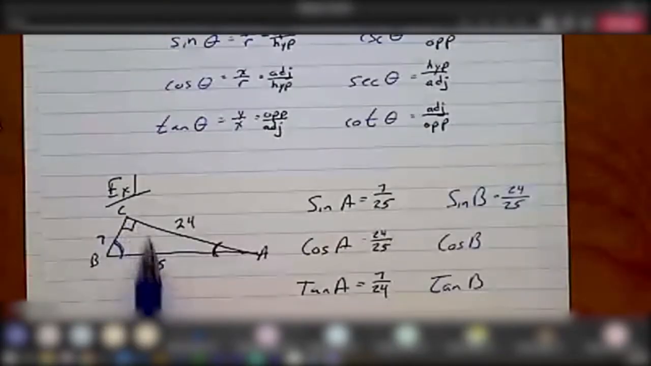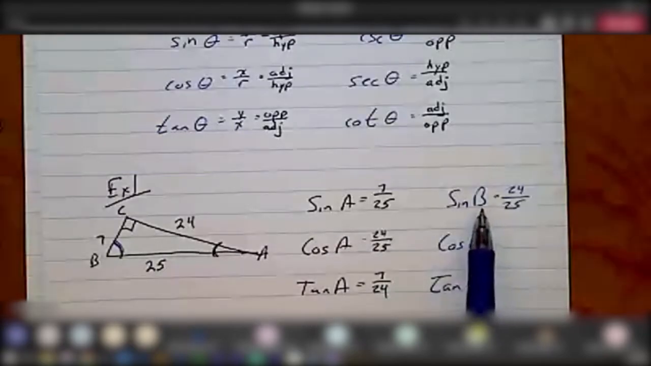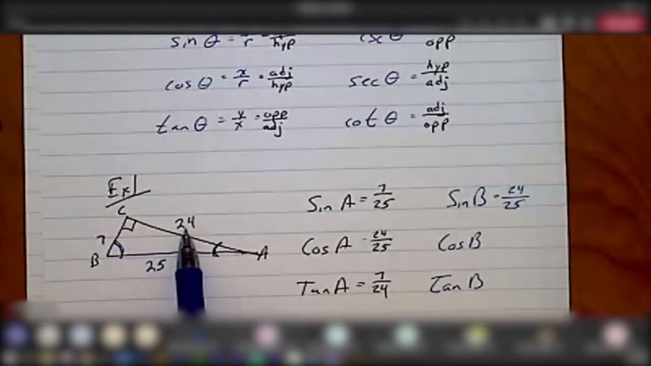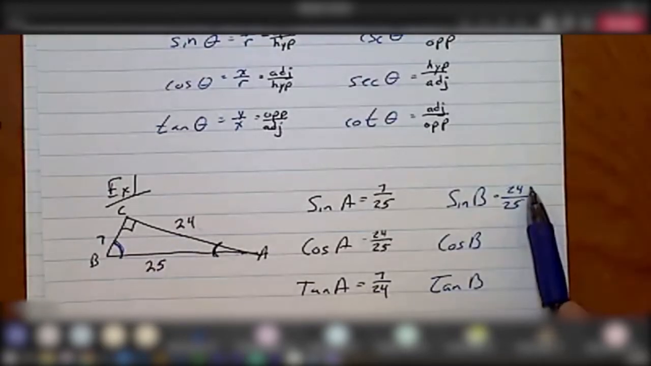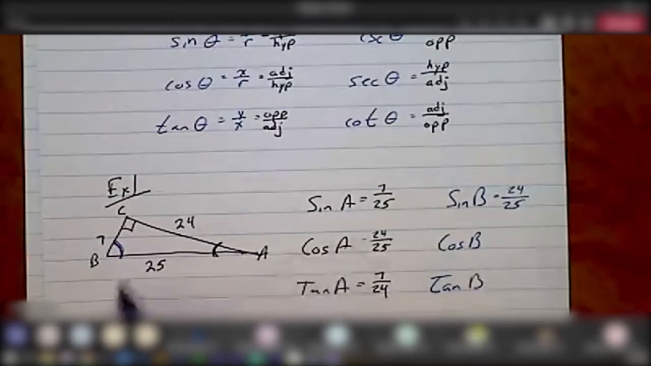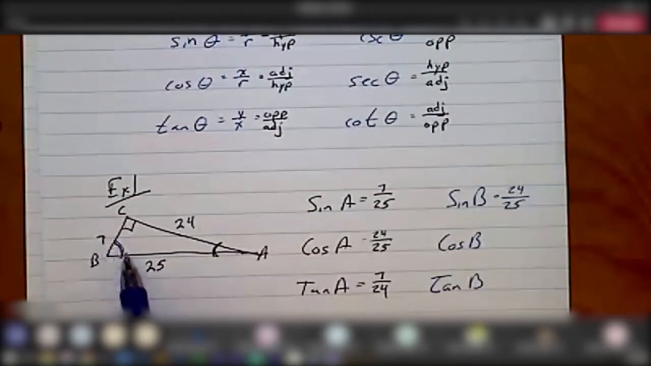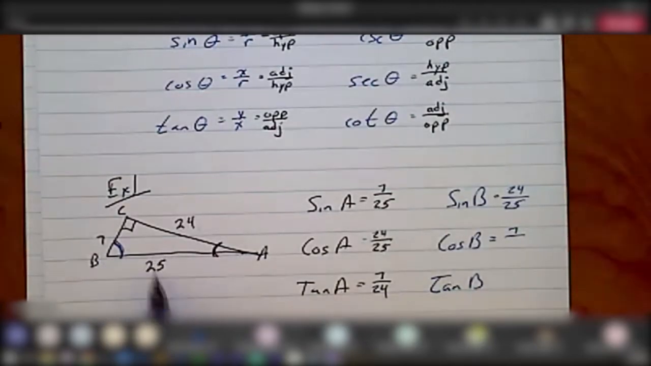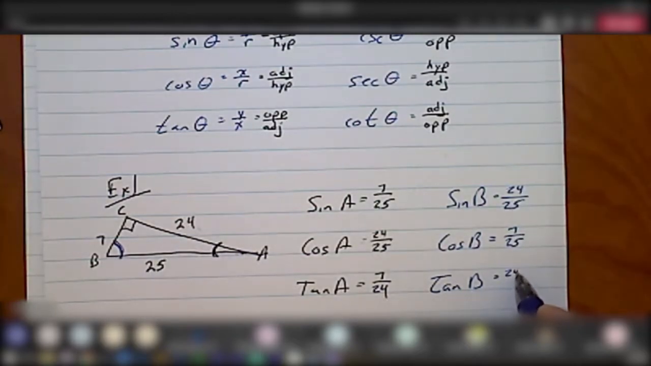The hypotenuse is the only piece that does not change. Now we're finding our three trig functions based upon coming at the triangle from angle B. So based on angle B, this is my opposite leg, still my hypotenuse, so opposite over hypotenuse. Cosine is the adjacent leg, so looking at this from angle B, the adjacent leg is the 7 over the hypotenuse, which is 25. And then finally, tangent: the opposite is 24 over the adjacent, which is 7. Okay?